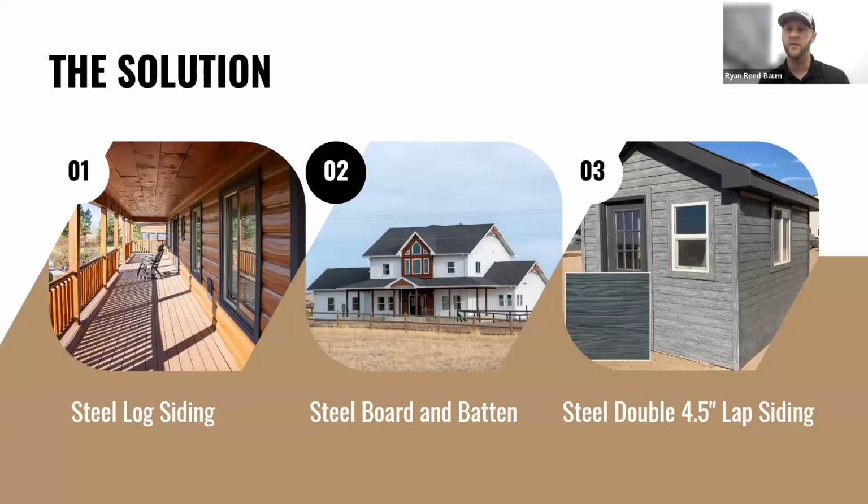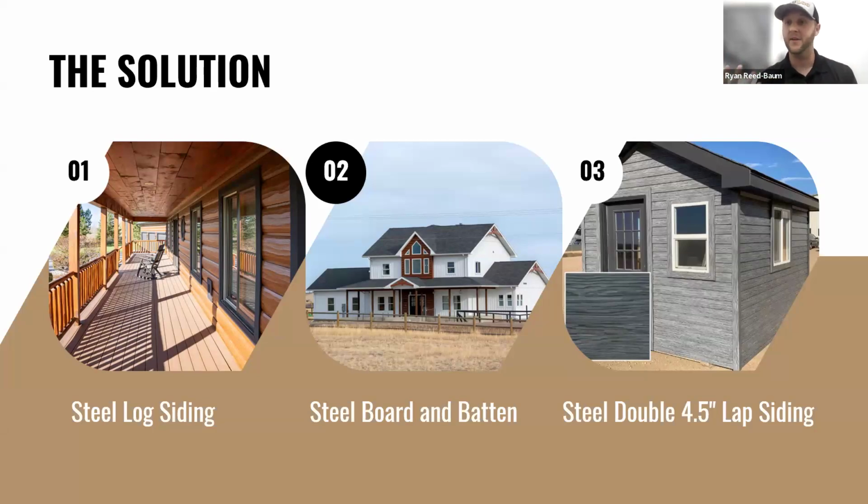We started off with the steel log siding over here on the left-hand side. This is actually a project in northern Michigan. The gentleman had sent us a photo of his steel log siding that we had sent him on his porch. And then we started to branch out, right?